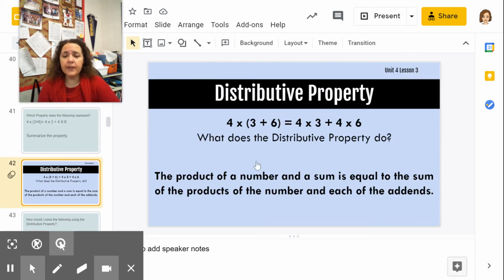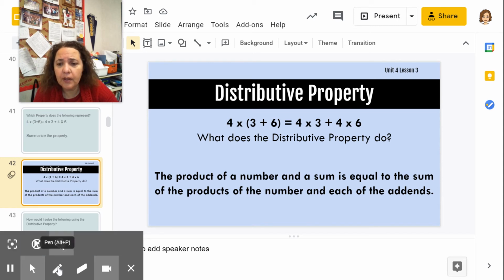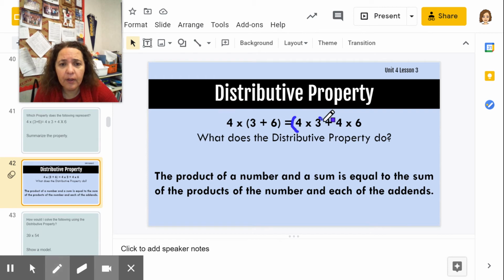Okay, so that was the distributive property. What does the distributive property do? It tells me that the product of a number and a sum is equal to the sum of the products of the numbers. Basically, it tells me I can break them apart, right? I can do the 4 times the 3, and then I can break it apart to the 4 times the 6 like we did before. That means I can distribute it to make it easier to do.